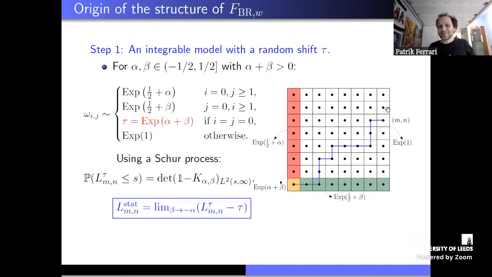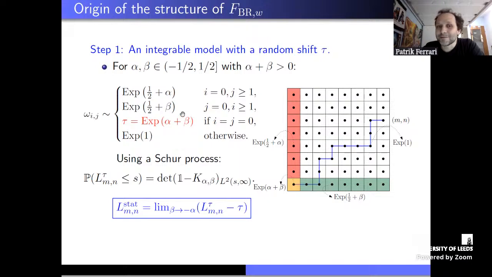So before going to the half space, I want to explain shortly in this setting how this structure arises. To obtain this formula, one starts with an integrable model. We have different boundary conditions. We have here on this side exponential random variables with parameter 1/2 plus alpha. Here 1/2 plus alpha. Here 1. But then we add at 0 an exponential random variable with parameter alpha plus beta. This should not be there for the stationary case. This random variable we call tau.